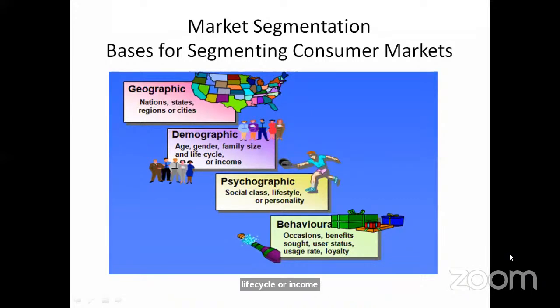So age में क्या हो गया? I have already told you that maximum of the products in India are categorized by age and gender. So एज में क्या होता है, आपका मेडिसिन ले लीजिए, एज का आता है. फिर आपका ब्यूटी प्रोडक्ट्स ले लीजिए, एज का आता है.